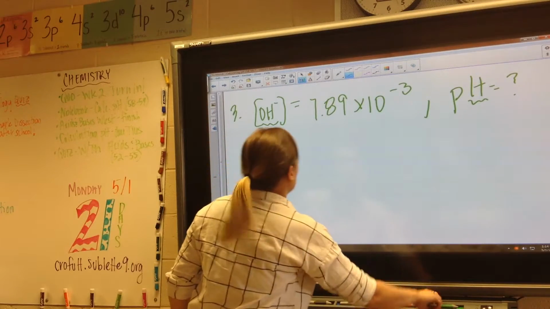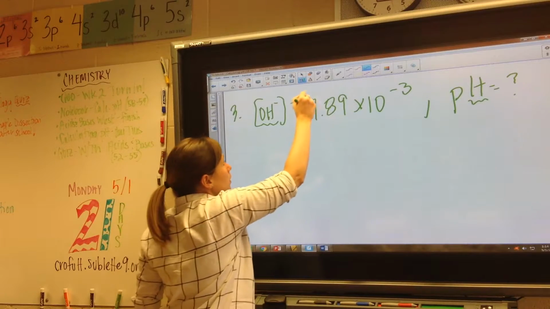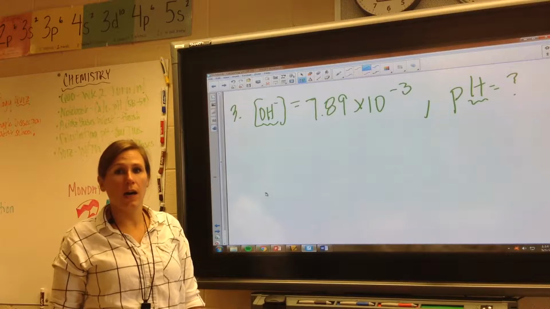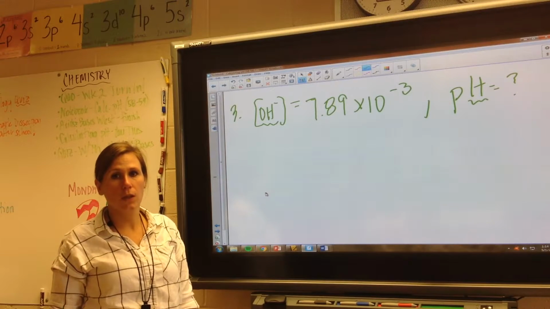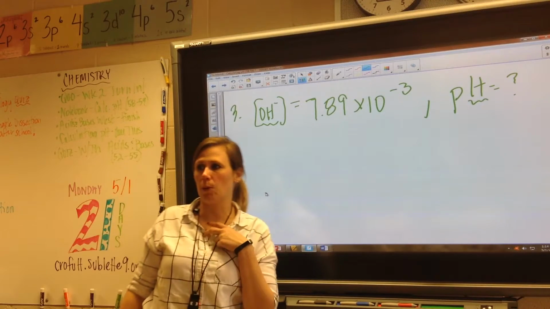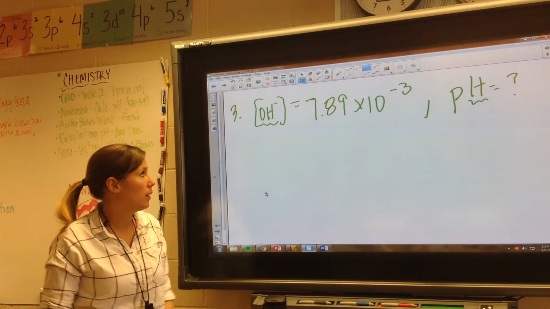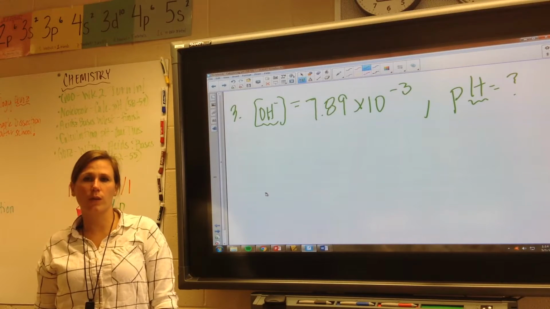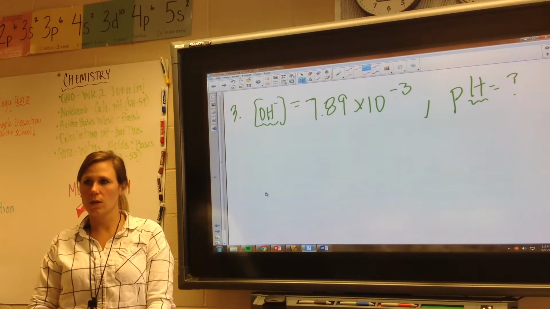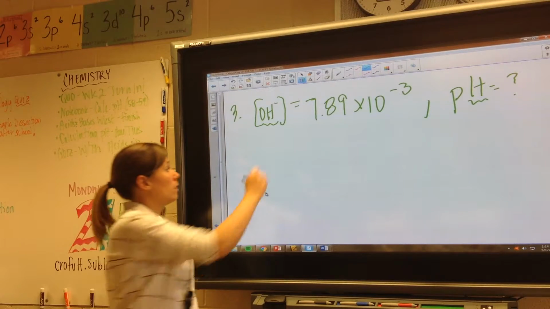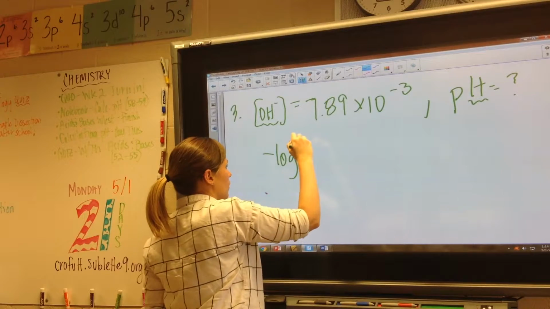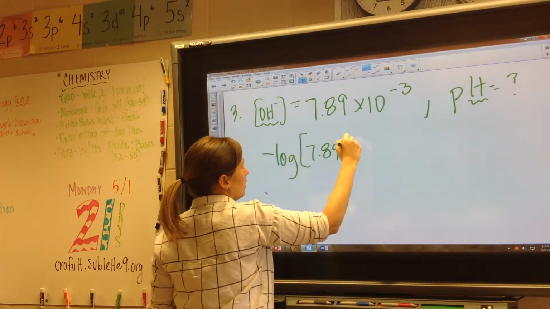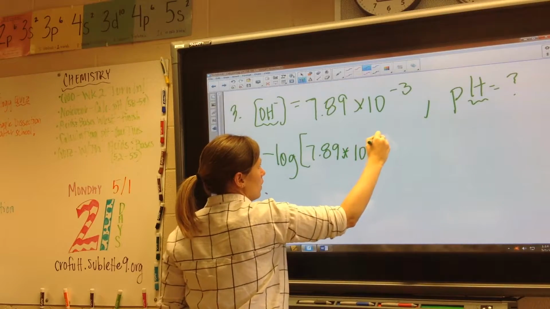All right, we have a hydroxide ion concentration of 7.89 times 10 to the negative 3. What is our pH value? Rachel, does this line up? No. Okay, that means there's more than one step that we're going to have to take here to solve this problem. Okay, let's see here. Tristan, what do you think we're going to have to do first? What is that going to give us? Okay, so that's going to give us the pOH. That's a good start.